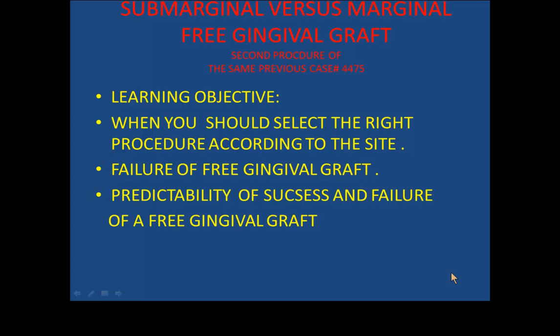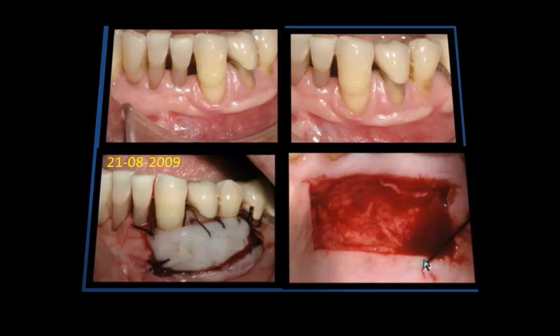The learning objective in this case at the second procedure is when you should select the right procedure according to the site, failure of free gingival grafts to cover root surfaces and even to provide adequate zone of attached gingiva, predictability of success and failure of a free gingival graft.